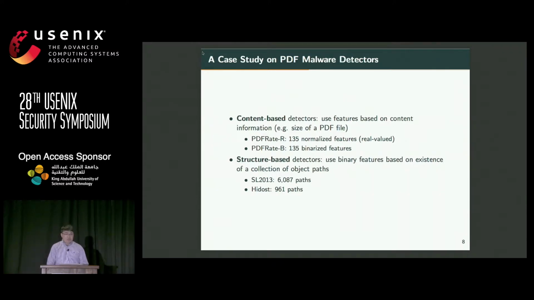We choose the two most representative PDF detectors. The first one is content-based detectors, which use content information as the features. For example, the size of a PDF file, the number of pages, or the number of keywords. The other kind is structure-based detectors, which use information about the logical structure of PDF. For example, the existence of some structural paths of PDF.